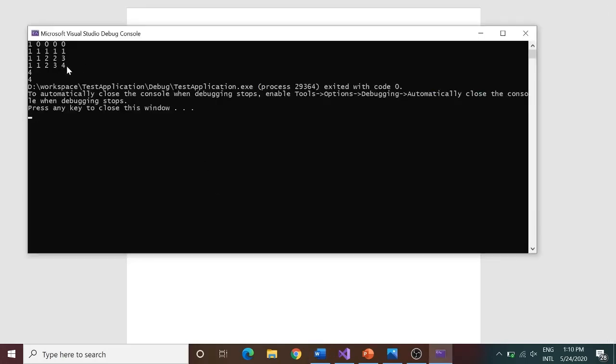We can easily see over here. So this is the way in which we have applied our tabulation method to our recursive algorithm.